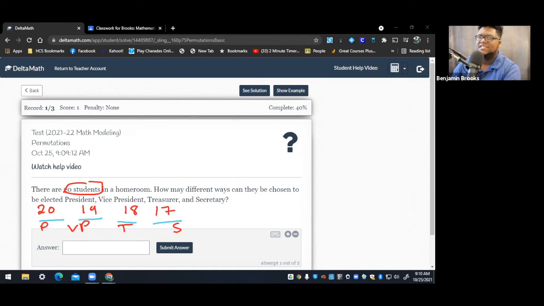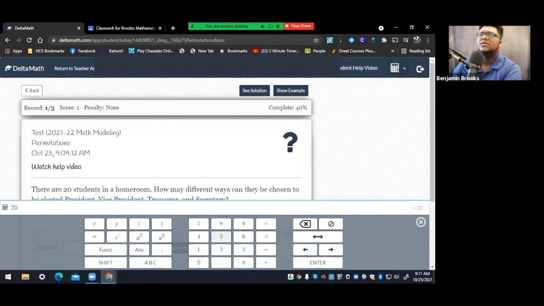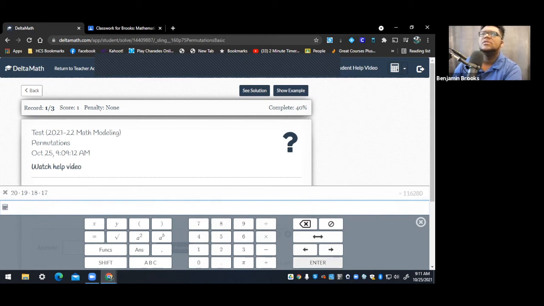18 and then 17. So all you have to do really is you're going to multiply 20 times 18 times 19 times 18 times 17. And that'll tell you exactly what you want. So let's see. 20 times 19 times 18 times 17. And you get 116,280.